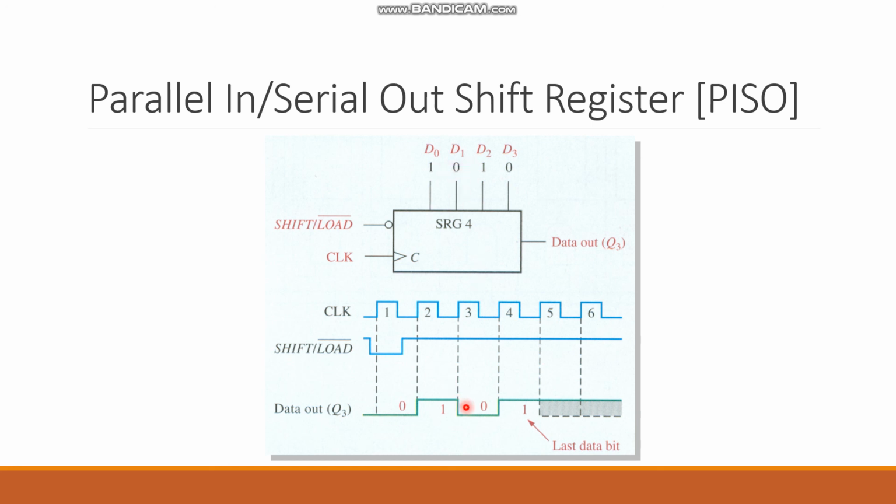So in the next clock pulse, the Q3 is going to be 0. Why? Because this one goes to the Q3. It went there, and in this case, this one goes there. Okay, so this becomes 0. In the last one, this one is going to be the D0 after the third clock pulse. So this is the last data bit stored inside the Q3.